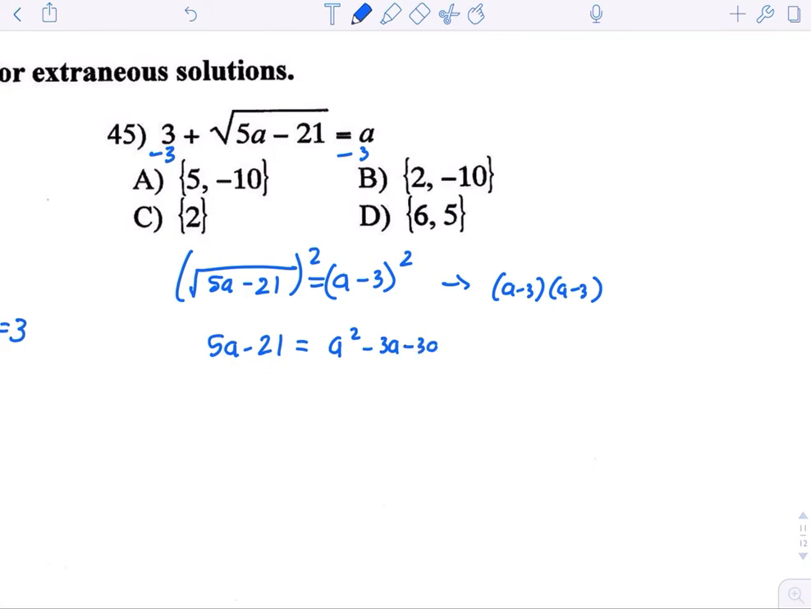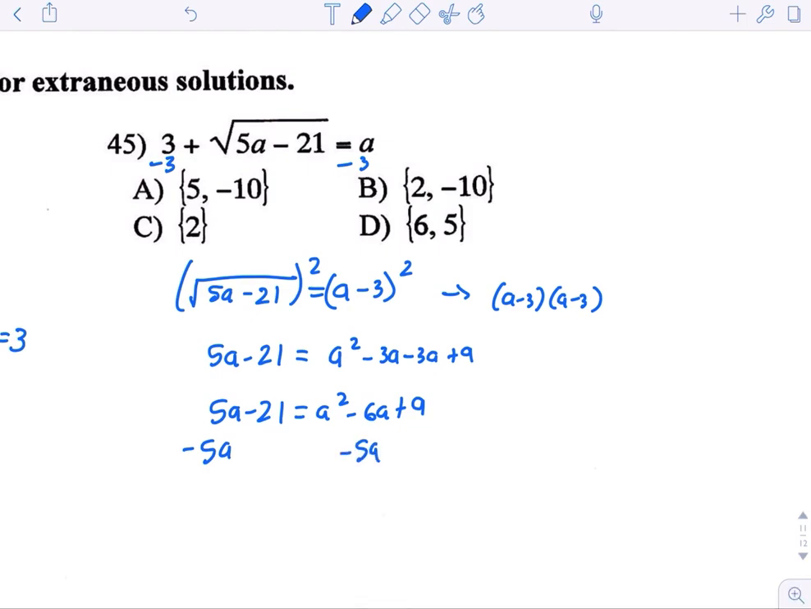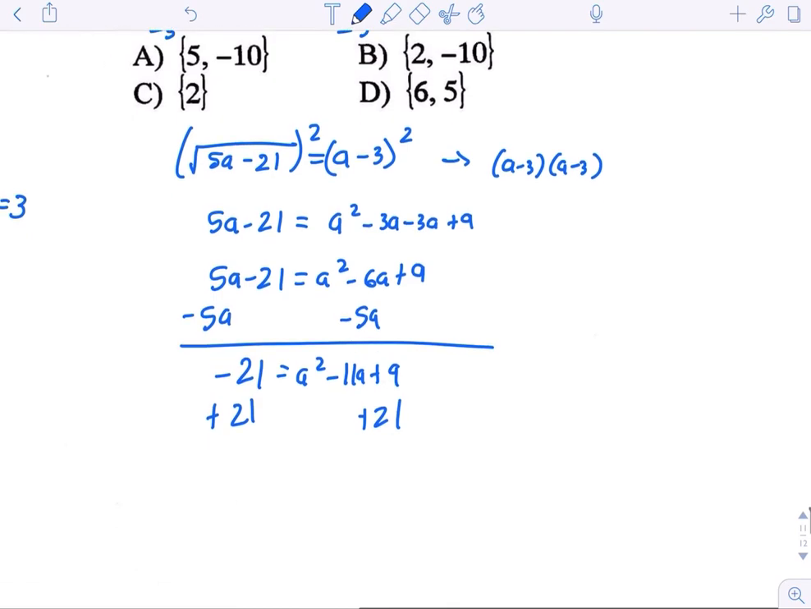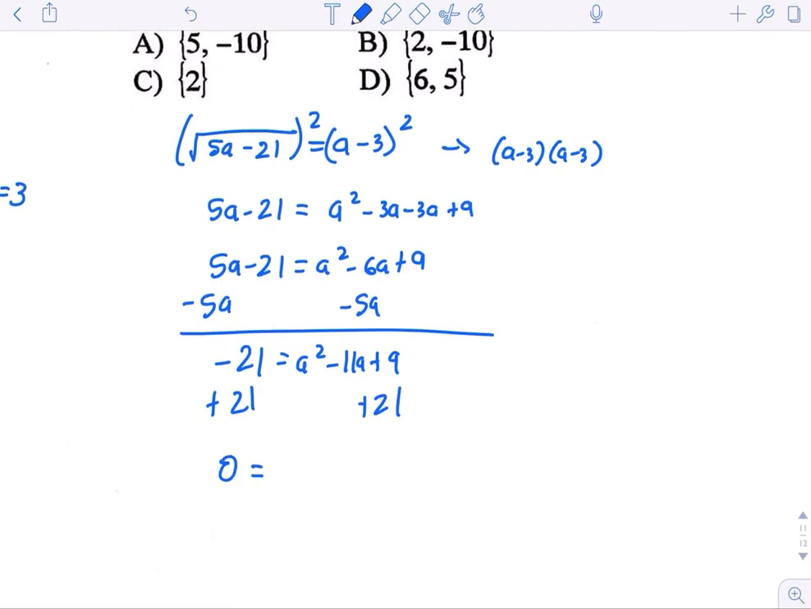Negative 3 times a, negative 3a. Negative 3 times negative 3 is a positive 9. I'm going to simplify the right-hand side, so we're going to get that. And now let's set the equation equal to 0. So I'm going to move everything to the right-hand side and add 21 to both sides. Alright, two things that multiply to 30, but when added give you negative 11. Negative 6 and negative 5.